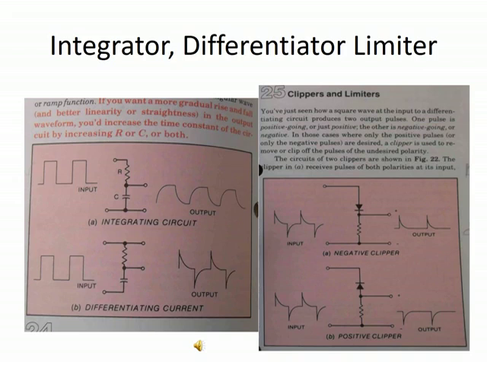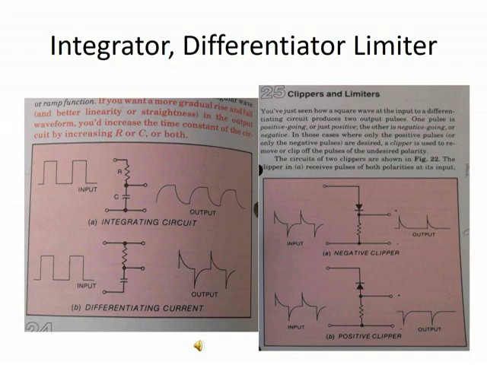The integration circuit and the differentiation circuit are presented in the diagram. They include a resistor and a capacitor. If you want a more gradual rise and fall and better linearity, or straightness, in the output waveform, you can increase the time constant of the circuit by increasing the resistor or the capacitor. The next one is the clipper and the limiter.